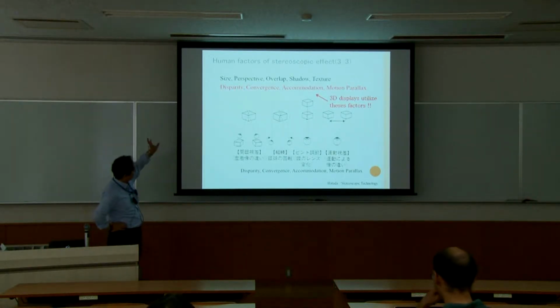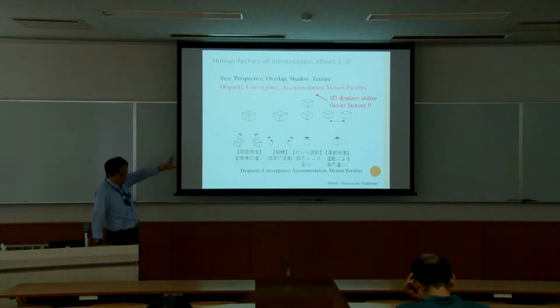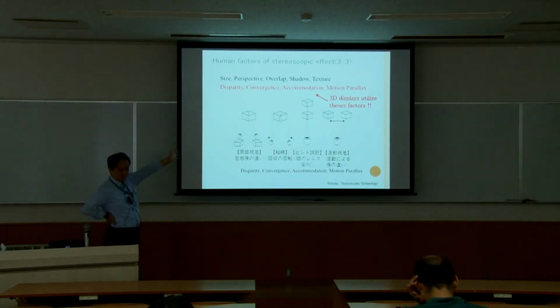These 4 factors: disparity, convergence, accommodation, and motion parallax. So 3D displays, we say, utilize these factors. These are very important. These 4 factors are essential factors that 3D displays can provide. Please remember these 4.